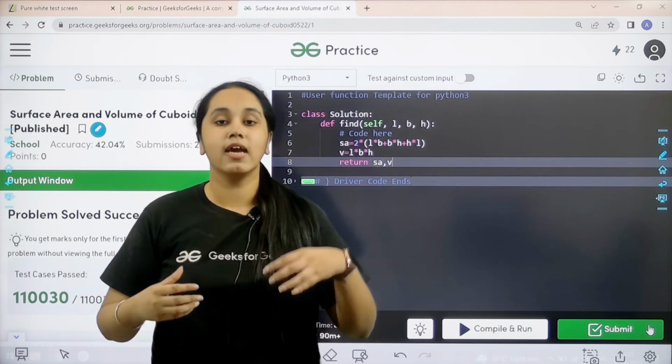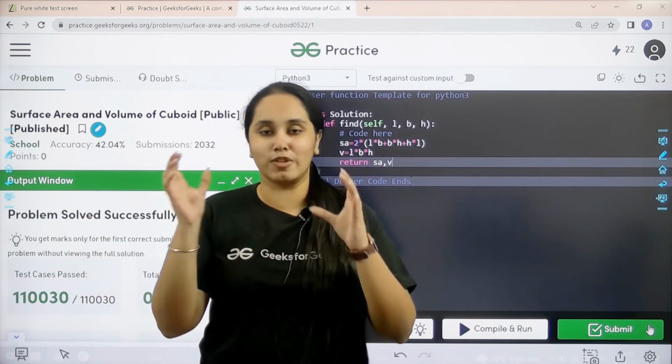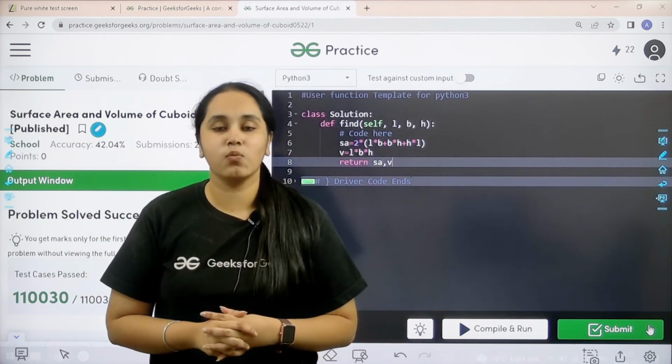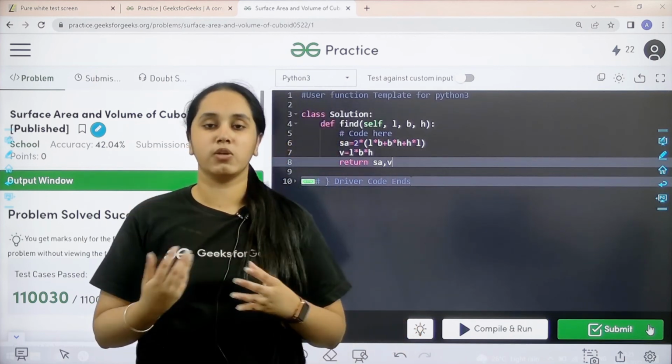This is how you solve the practice problem of calculating the surface area of a given cuboid. Along with calculating the surface area, we need to calculate the volume as well. So the proper question is surface area and volume of a given cuboid. I hope this video was helpful for you and you guys enjoyed it.